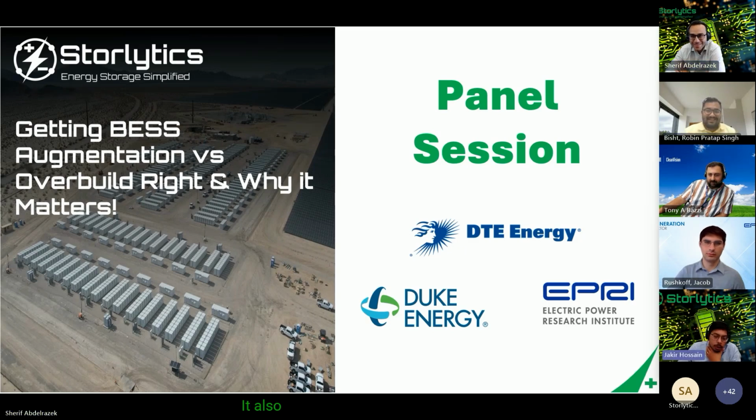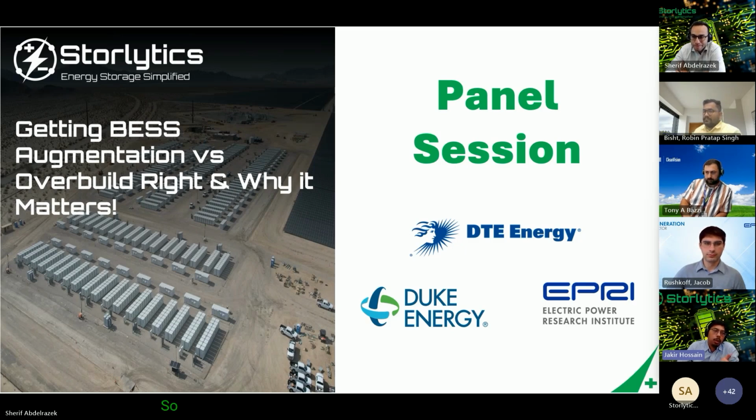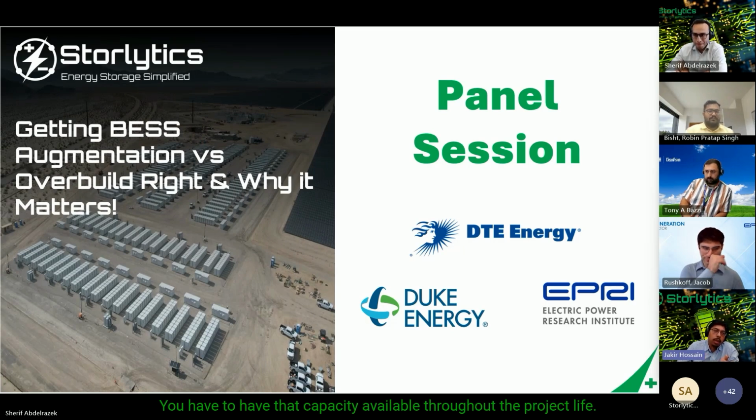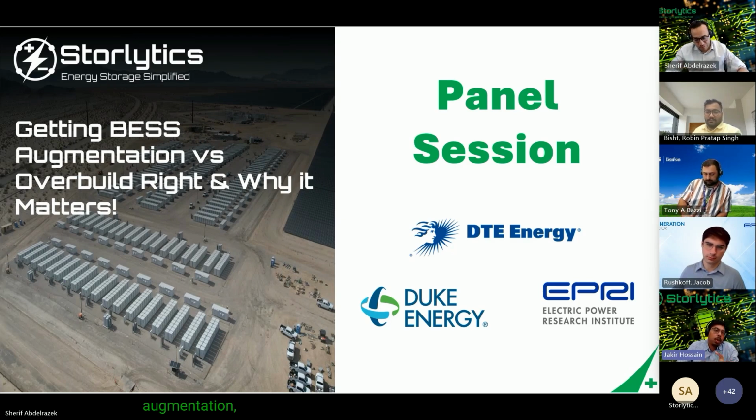I was going to add to it. It also depends on the application. Let's say for distribution, you're doing a microgrid application. At that point, there is a certain amount of megawatts you will need from the site, so you have to start with that much, and that by default means building up to that capacity. You have to have that capacity available throughout the project life. Then the question becomes, do we overbuild or do DC augmentation? Because of the risk talked about for DC augmentation, overbuild becomes an automatic choice there.